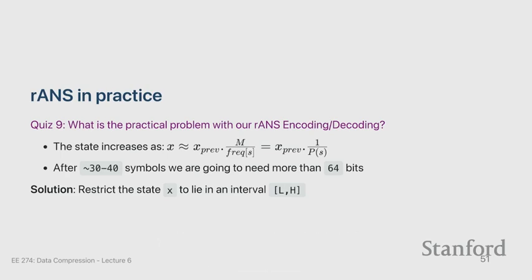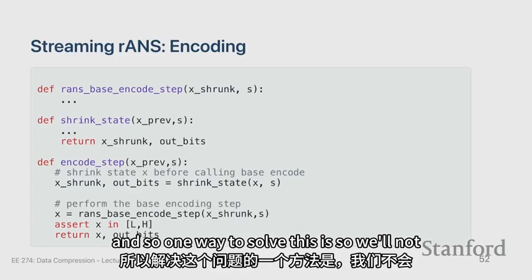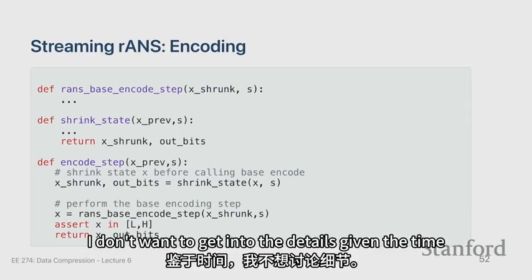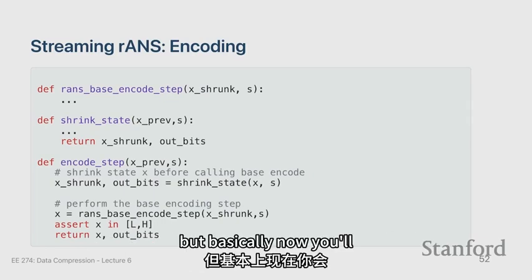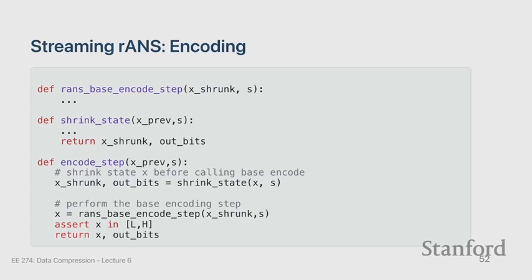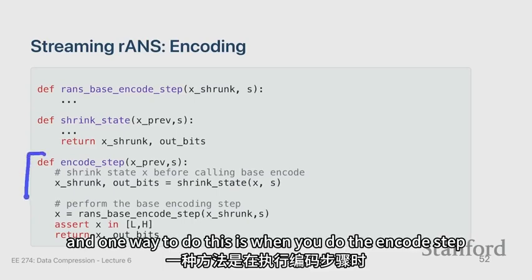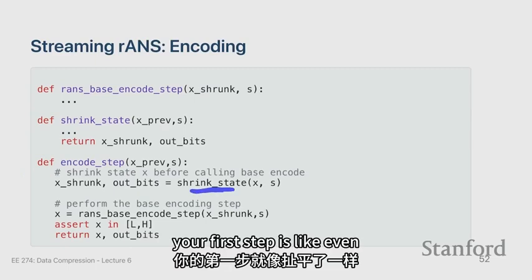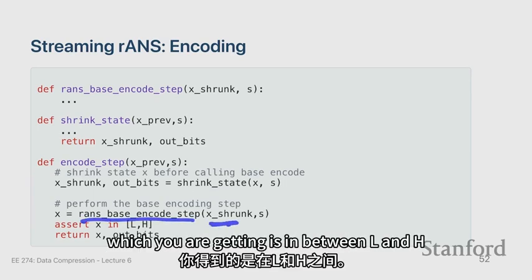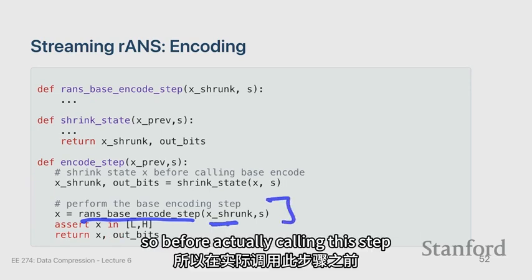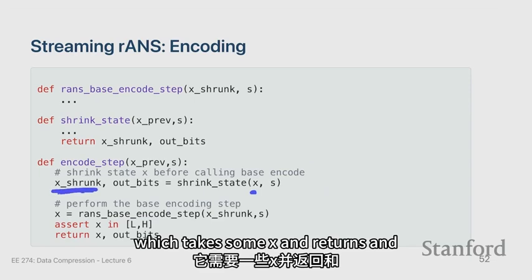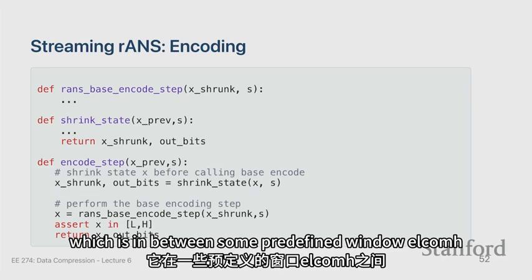Log 1 over probability. One way to solve this, and I don't want to get into the details given the time, is that now you will try to keep the state in between this interval L, H. When you do the encode step, your base encode step always assumes the state you are getting is in between L and H. So before calling this step, you need to call a shrink state step, which takes some x and returns the state x shrunk, which is in between some predefined window, L, H.